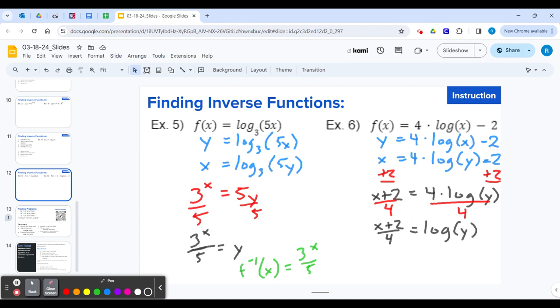So now I have my log all by itself. There's no base written there, so we know that the base is going to be 10. If you wanted to write that in, you could. We're going to rewrite in exponential form. This one's going to be a weird one. We have a base of 10. Our exponent is x plus 2 over 4, and that is equal to y. Y is all by itself, so now we can just write that naming step there. My inverse is equal to base 10. My exponent is x plus 2 over 4.